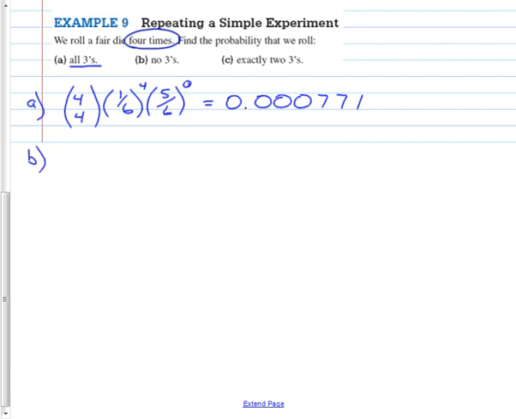Part B, I don't want any 3s. So out of my 4 rolls, I want none of them to be 3s. Well, what's the probability I get a 3? 1/6. I want to do it 0 times. The probability I don't get it is 5/6. I want to do it 4 times. Well, 4 choose 0 happens to be 1. 1/6 to the 0 is 1. So really all you have to do is 5/6 to the 4th in your calculator to get this answer.